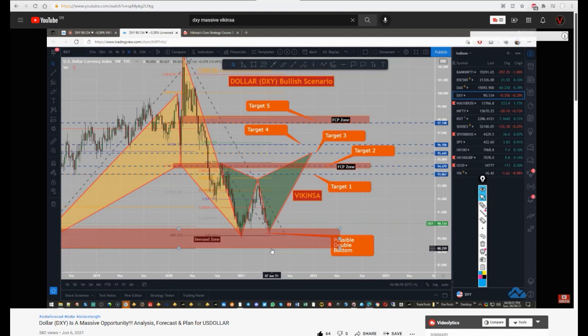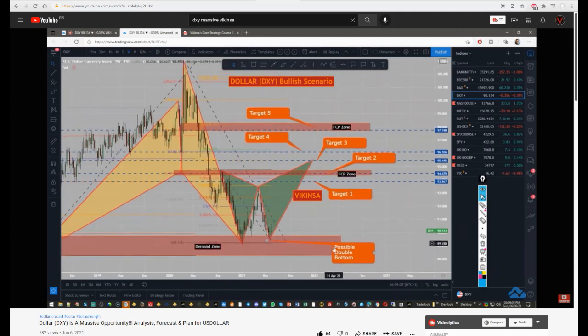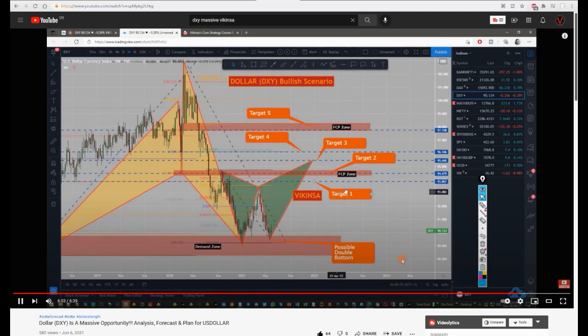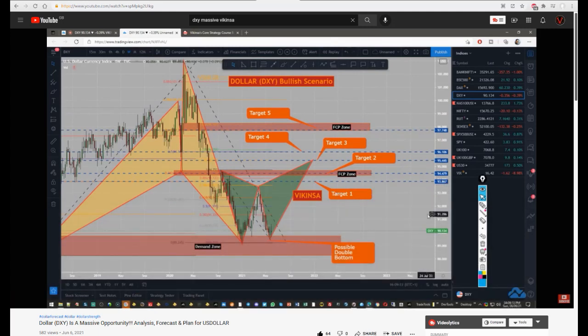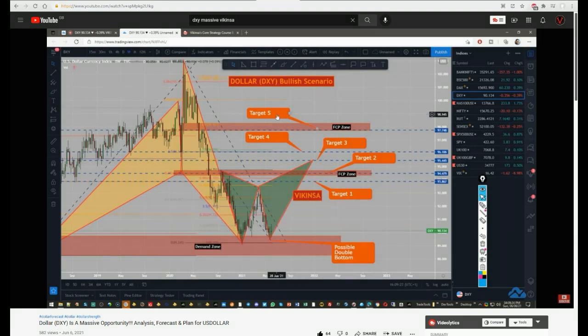Unless the market gives me something like a completely opposite sign, I'm going to stick to my bullish bias, and I'll follow this plan. This is the possible double bottom. This is going to be target 1 at 93.87867, approximately that. Because the market hasn't started moving there, situation can change, and I might have to adjust these targets a little bit, but these are all the targets that I'm looking for.